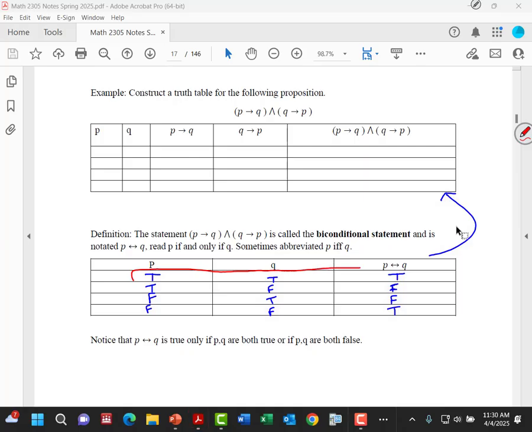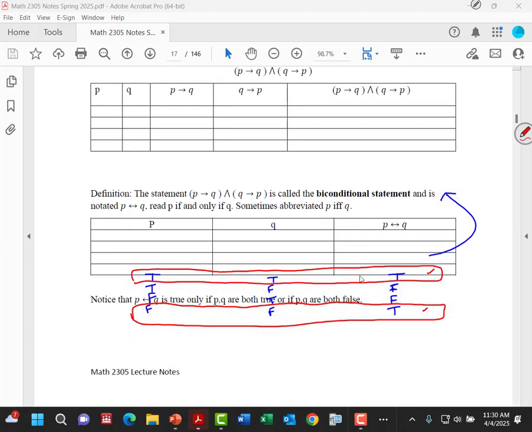So this is a very important thing to notice. And we call this the biconditional, this double arrow right here, that my end result is true only if P and Q are both true, or if P and Q are both false.